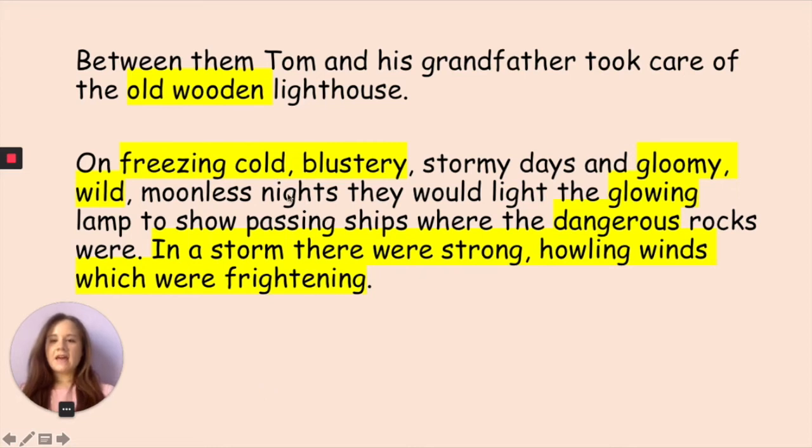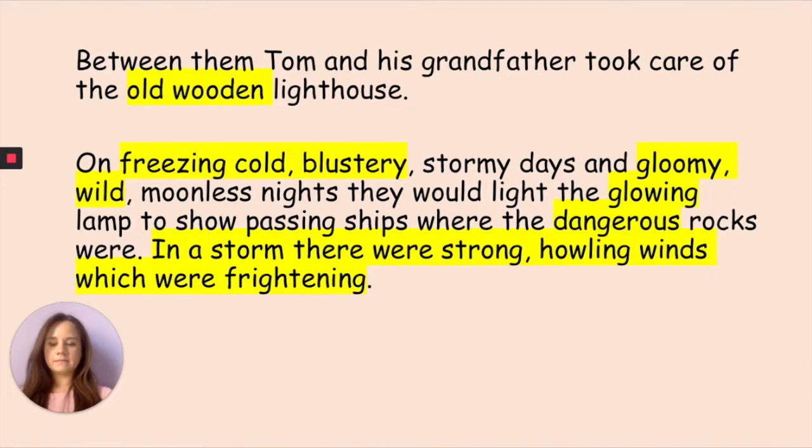So here I have retold the second part of the story, the second page, but I have added my description about the weather. Between them, Tom and his grandfather took care of the old wooden lighthouse. On freezing cold, blustery, stormy days and gloomy, wild, moonless nights, they would light the glowing lamp to show passing ships where the dangerous rocks were. In a storm, there were strong, howling winds which were frightening. So, I've added my adjectives to say what the weather was like, and the bits in yellow are what I have added.